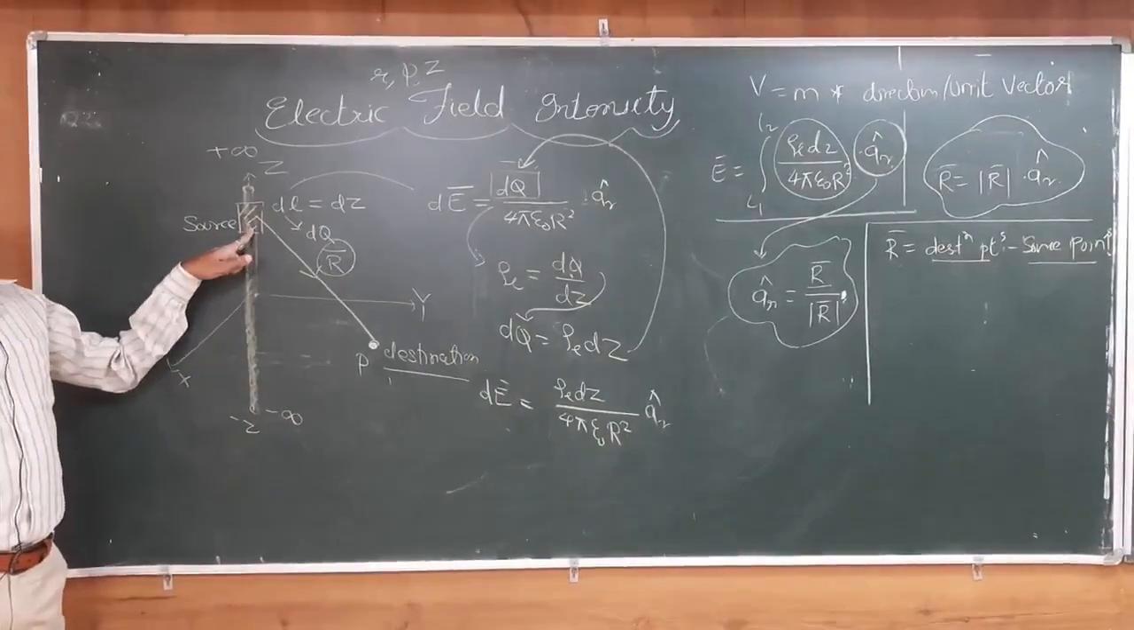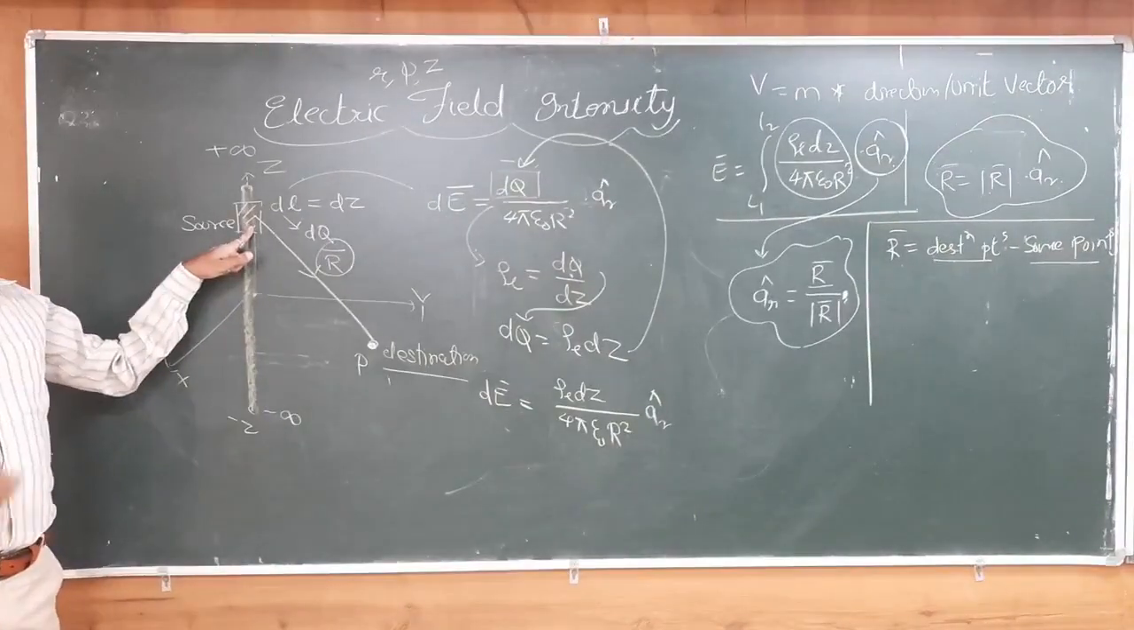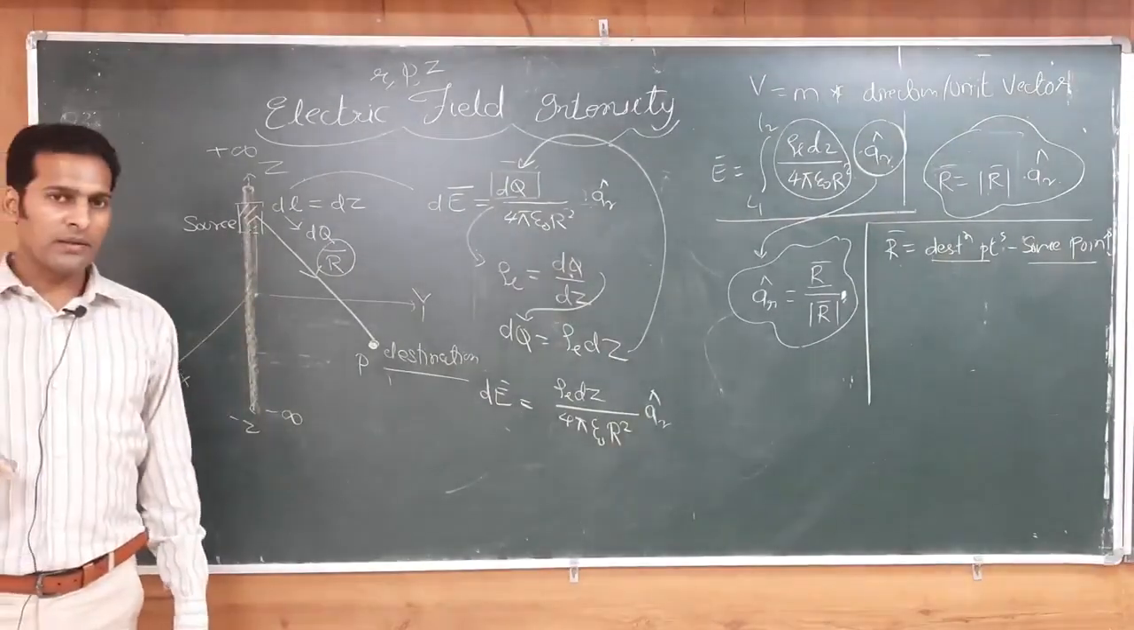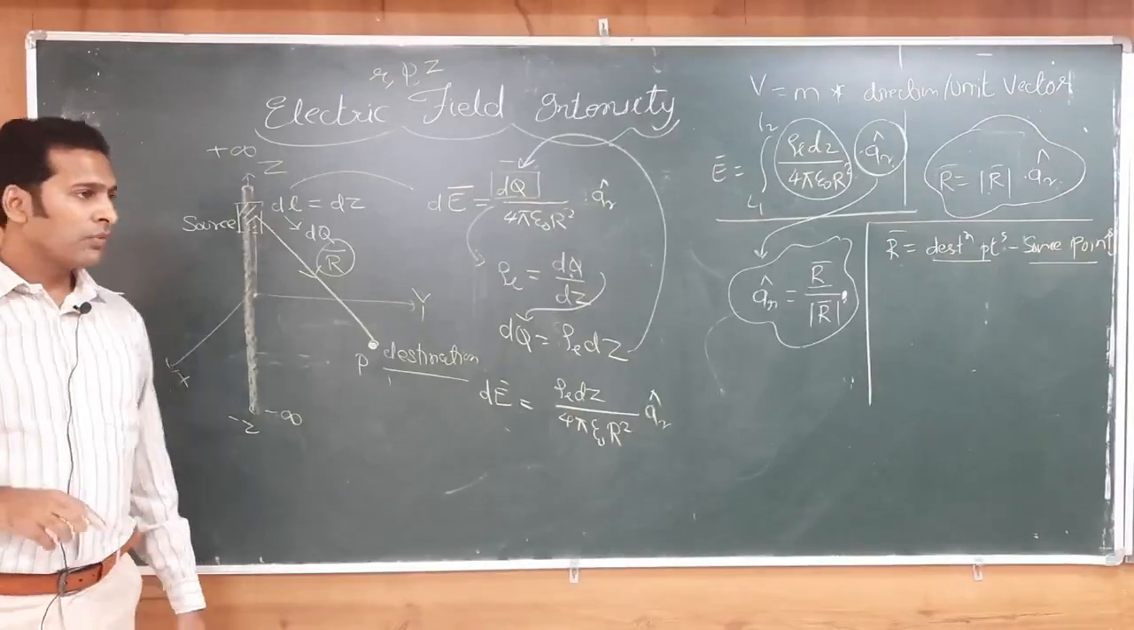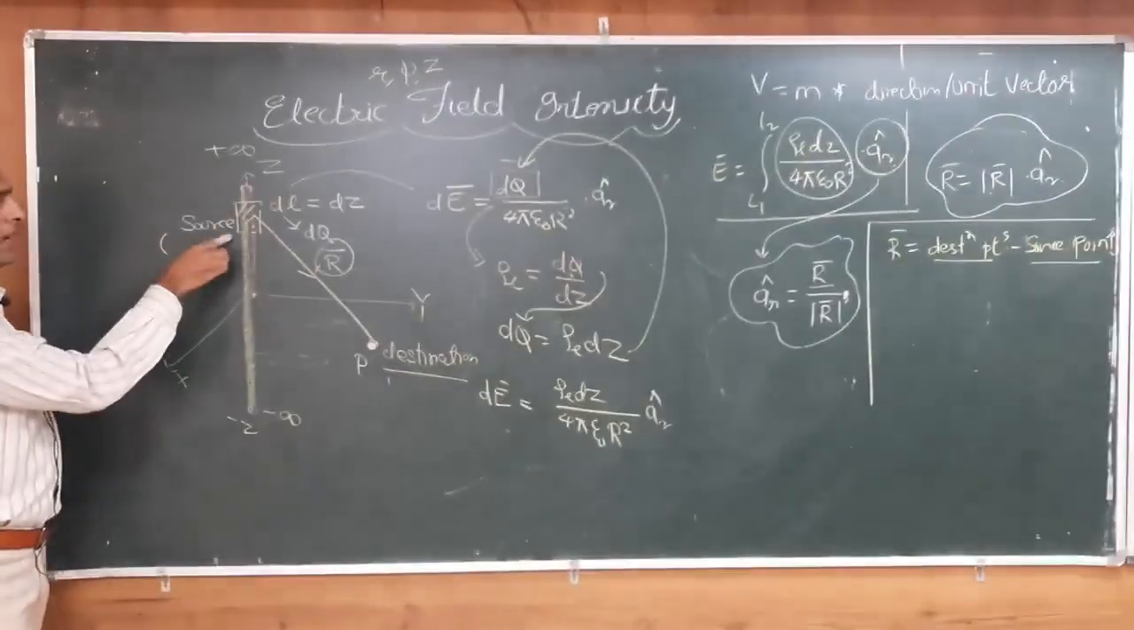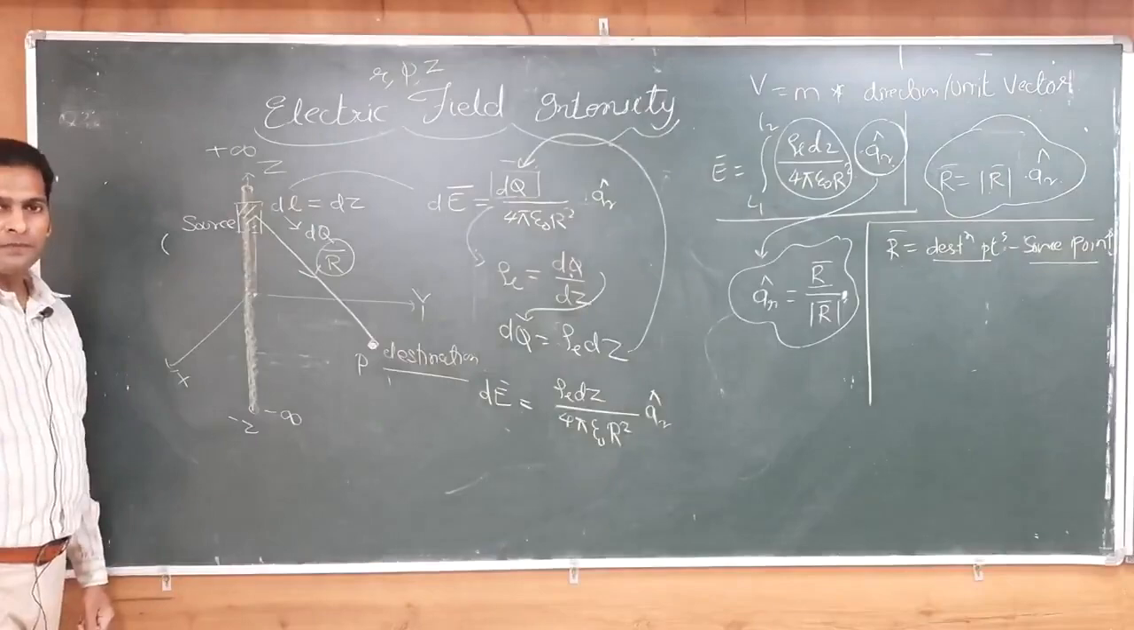So, if I consider the source and want to calculate the source points, the source points here are on the z axis, where the radius is 0.